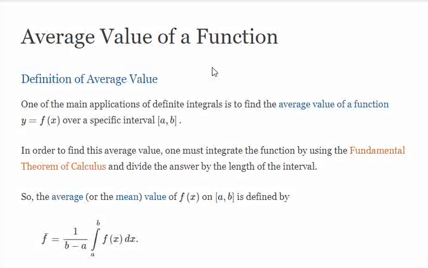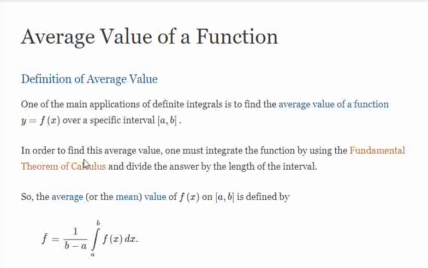Hello guys, today I am here with a new question: how to find the average value of a function in a given limit. One of the main applications of a definite integral is to find the average value of a function y is equal to f of x over a specific interval a to b.